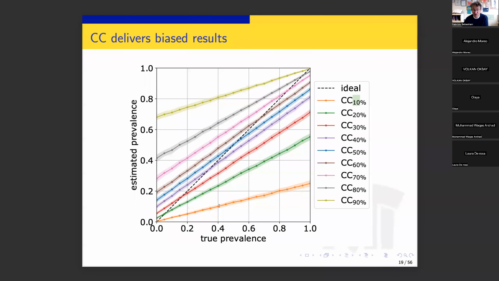You can notice that this classify and count system tends to systematically underestimate the positive class. While the opposite case is CC 90%. Here we had 90% of positives. So this classify and count system tends to systematically over-predict the true prevalence.